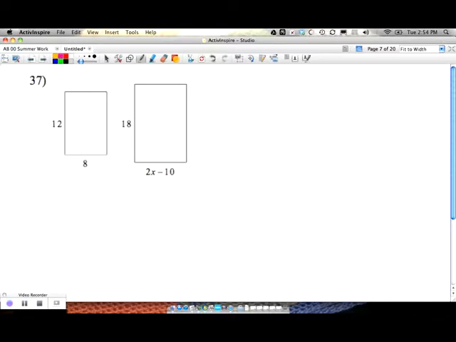Alright. If you can set this one up, pause the video and try it yourself. You know it's going to be one fraction equals another fraction. Try to find corresponding sides as well. I see the short side. I'm going to box that. That corresponds to this 8 here. This 12 is going to correspond to this 18 because those are both long sides. So I have 12 over 18.